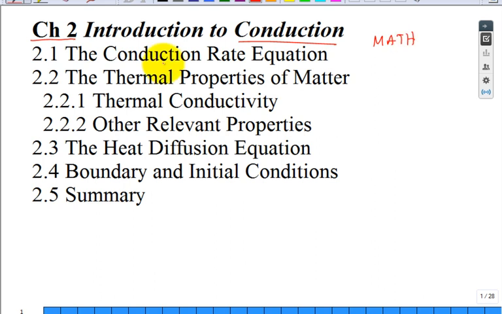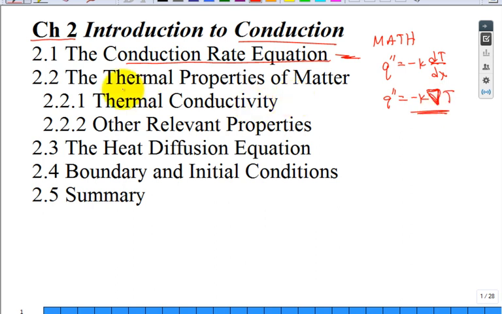So first of all, if we go back to the conduction rate equation that was known as Fourier's law, we'll write it a number of times, but in this chapter, we want to express it using vector differential descriptions of vector calculus. So instead of q double prime is equal to minus k dT dx, which is where we left off last time, we'll get q double prime is equal to minus k del T. What? Del T. What? Gradient of the temperature field.